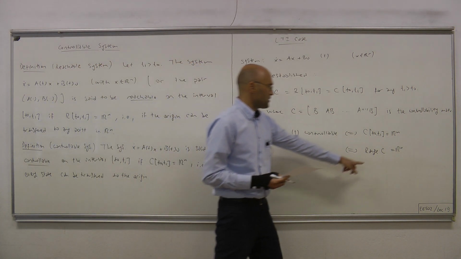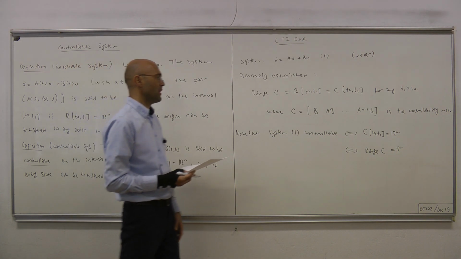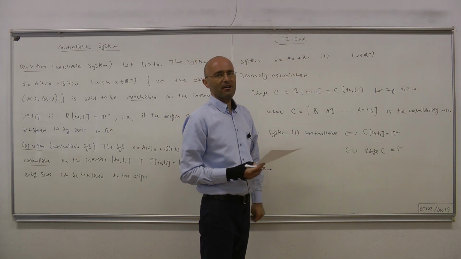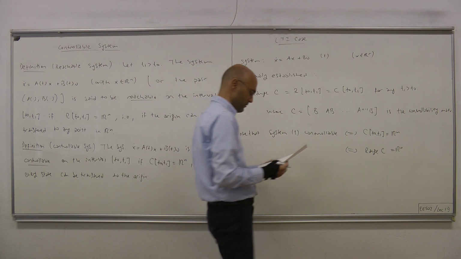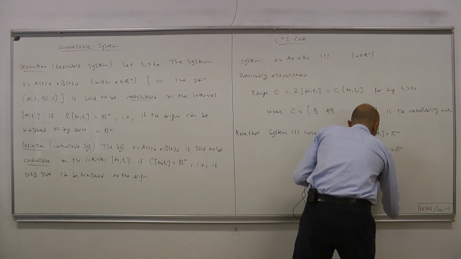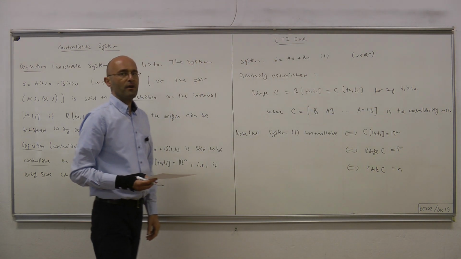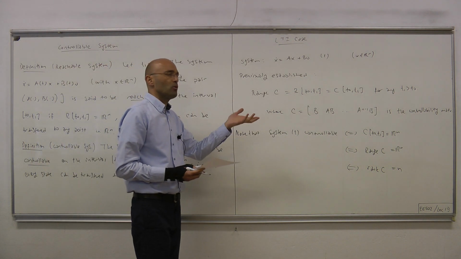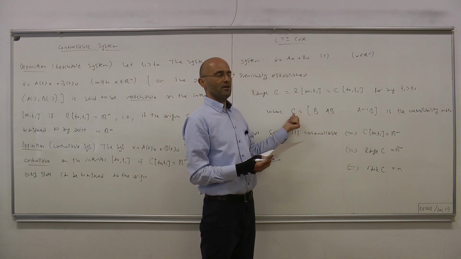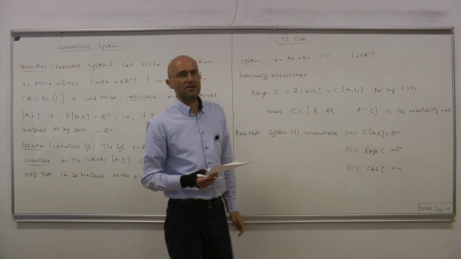That implies, since C has n rows, that this is equivalent to the rank of the controllability matrix being n. So that is therefore equivalent to the rank of C equals n. For a scalar input case, that can also be written in terms of the determinant of C, because in that case the C matrix becomes square, and then we can also use the determinant as part of our check.